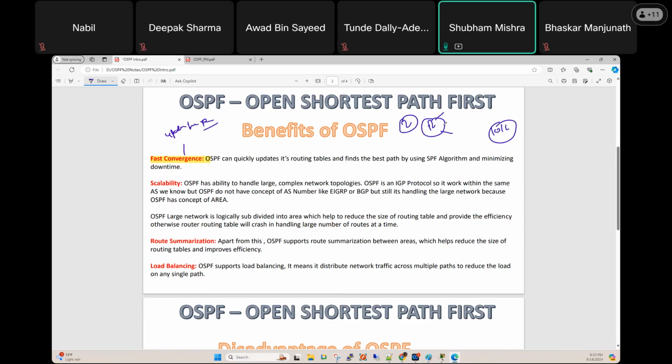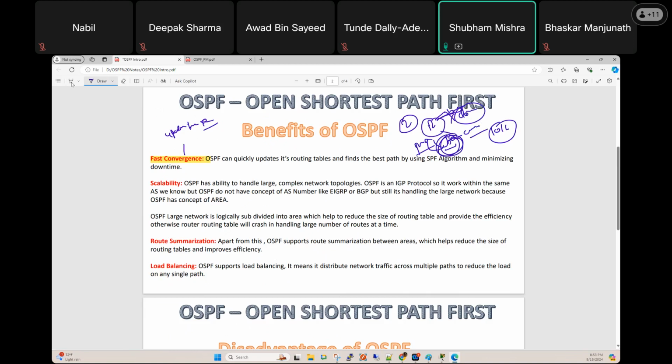Who will be the best path? The shortest will be the best path. For example, this is the best path and this is the backup path. If this path goes down, then immediately the backup path will become the primary path. How much time it generally takes to come up, that is called convergence. Convergence means how much time it takes for the path to come into the primary state.